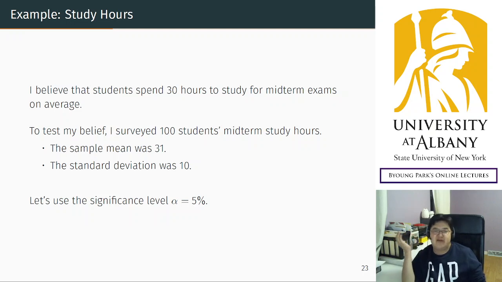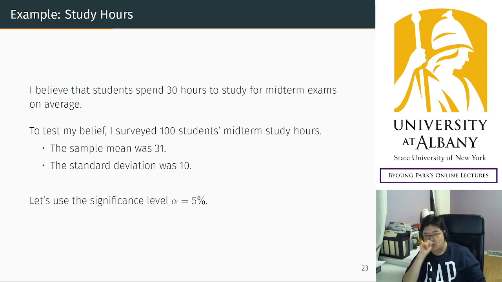And what I found was that the sample mean was 31 hours. So out of the 100 students I surveyed, their average was 31 hours, and the standard deviation within them was 10 hours. So I believed 30, but the data is saying 31. Do I need to reject my belief or not?